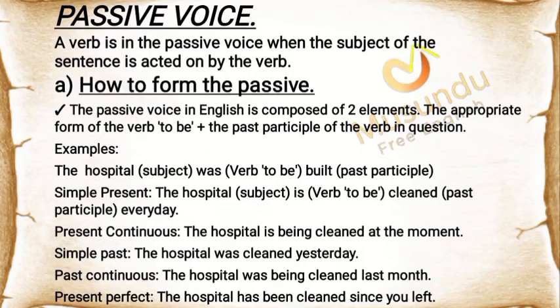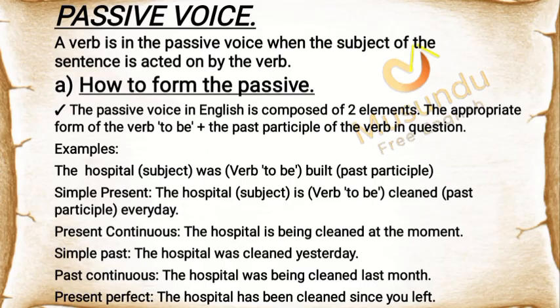A. How to form the passive. The passive voice in English is composed of two elements: the appropriate form of the verb to be plus the past participle of the verb in question. Examples: the hospital (subject) was (verb to be) built (past participle). Simple present: the hospital (subject) is (verb to be) cleaned (past participle) every day.